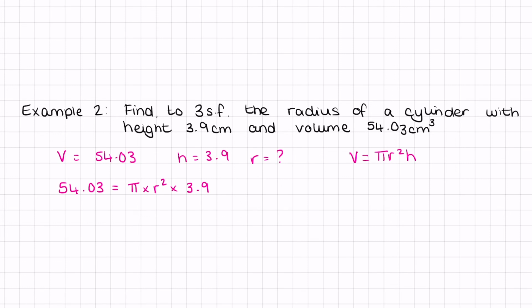So once again, you can put that into nsolve, or you can rearrange it to solve it. So if we were to rearrange it, we'd have 54.03 divided by 3.9 times by pi equals r squared. So r would equal the square root of that, which would give us an answer of approximately 2.10 centimeters.